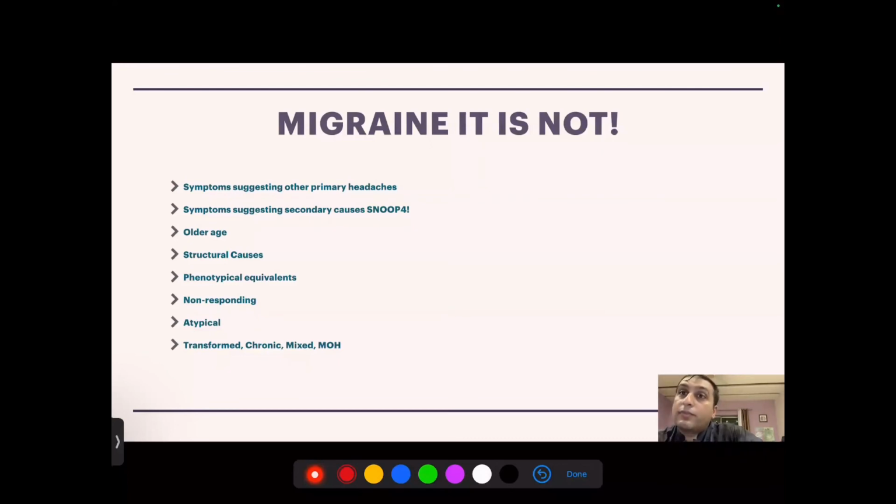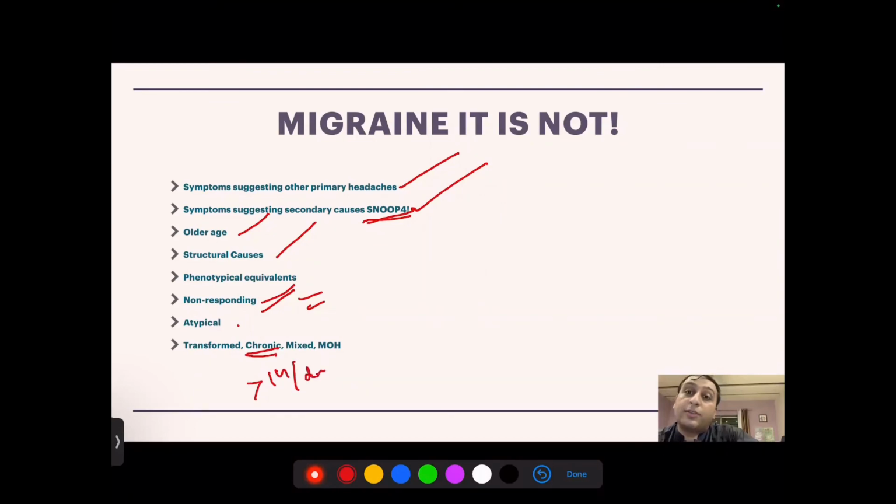It is not migraine if it is not fitting as a primary headache. It is not if you're hitting the SNOOP4 mnemonic. If it is in older age, there are structural causes. If it is not responding to medication, it can be something else. If it is atypical, then it might be something else. If it has become chronic, more than 14 days a month, you need to manage it differently.